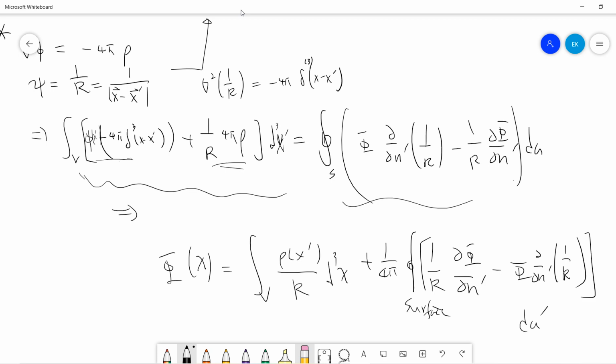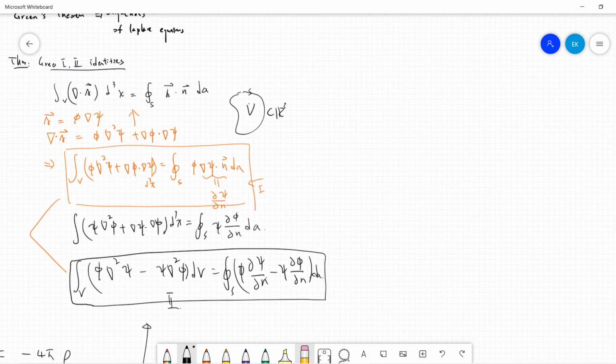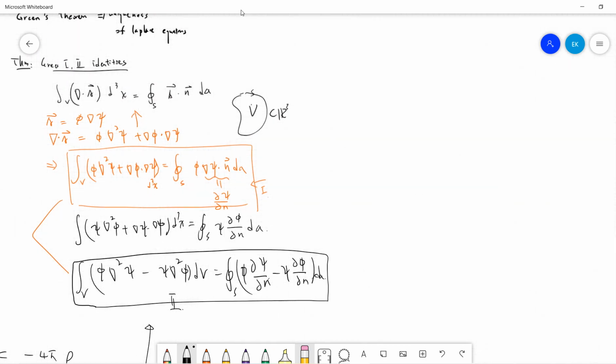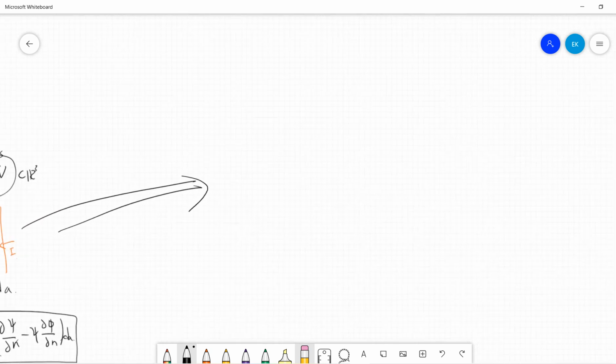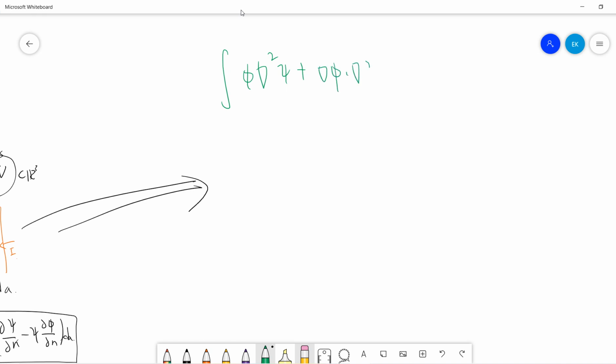The next thing is that we want to use the first Green identity to prove the uniqueness of the Laplace equation. I think this proof is really interesting. Let me quickly write down the first Green identity. This is the surface term, this is the volume term.